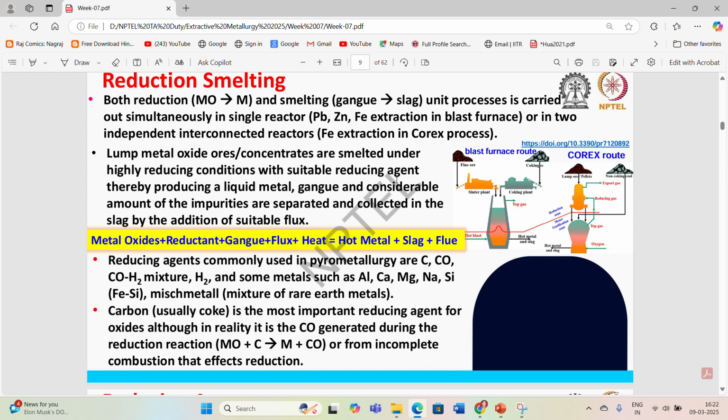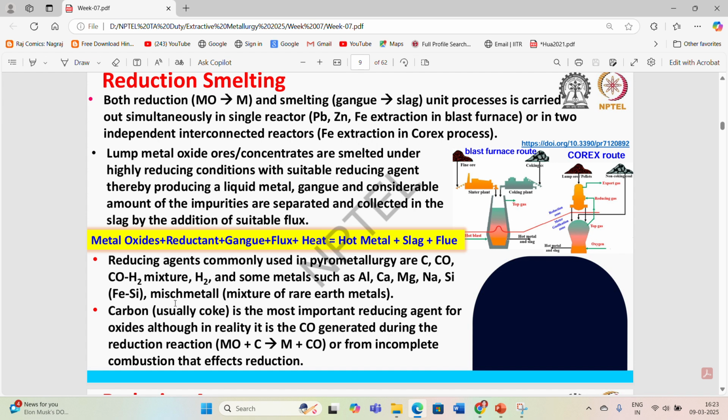Then we have to provide the proper heat to the system for the materials to react, and to sustain the temperature at around 1700 or 1800 degrees Celsius depending on the process. In the product phase, we will get hot metal, which will consist of 99% pure iron. Then there will be the slag phase containing SiO2, Al2O3, and the flux material added during the reduction smelting process. And there will be the flue gases, which will majorly consist of CO and CO2.